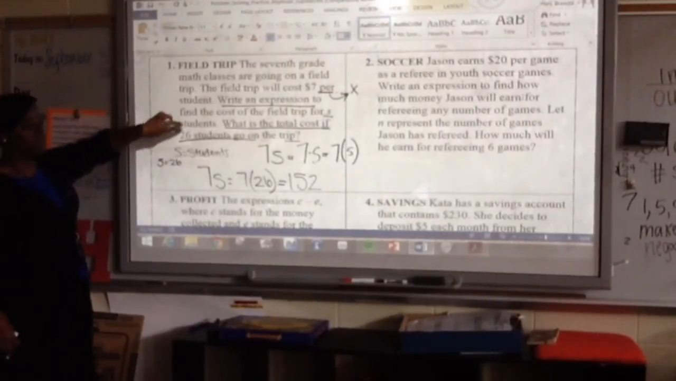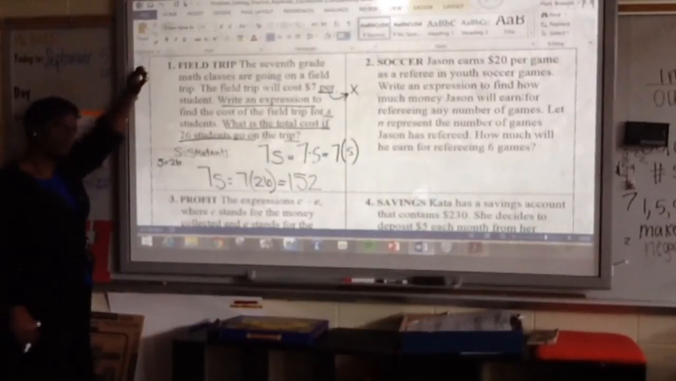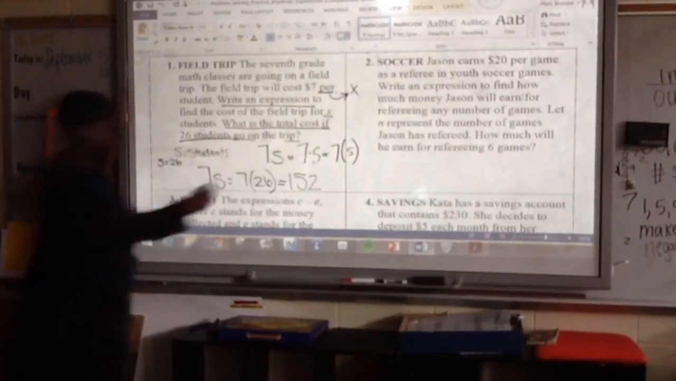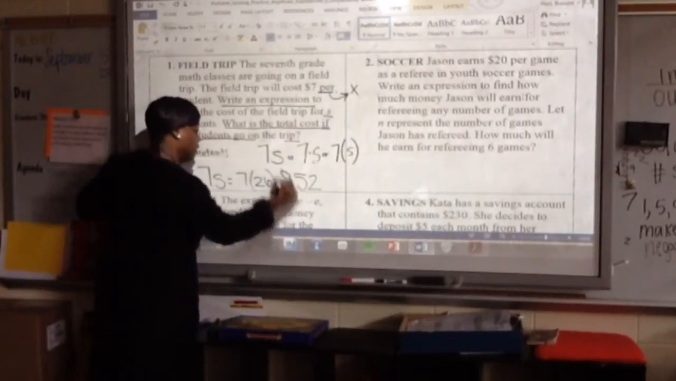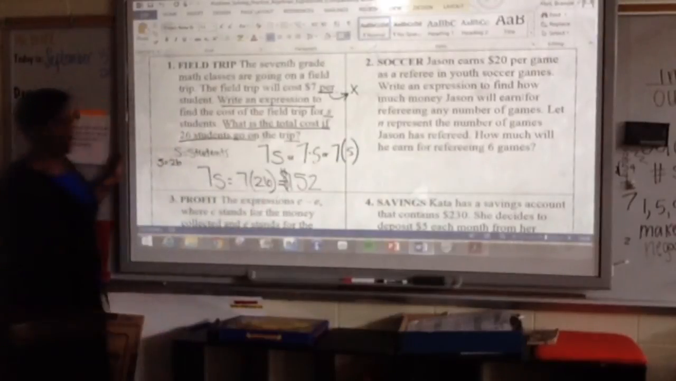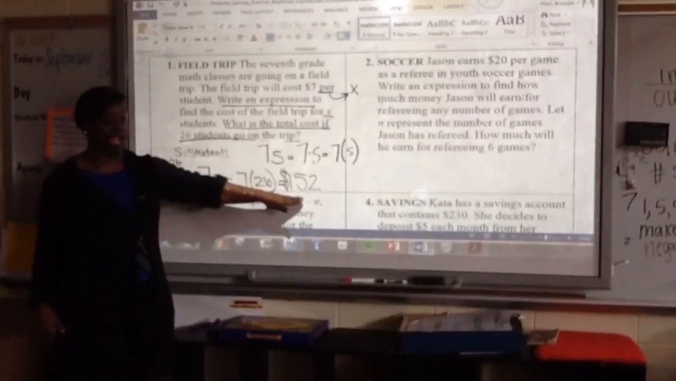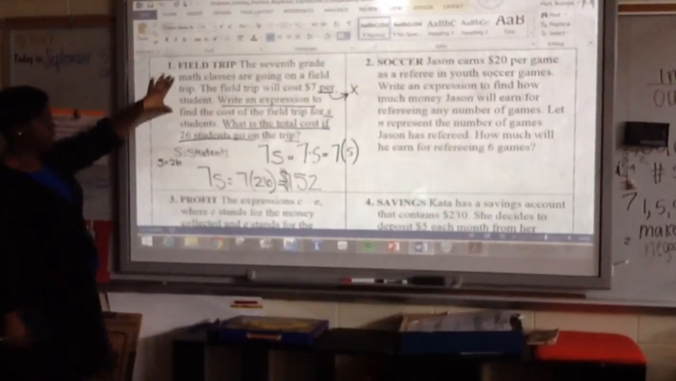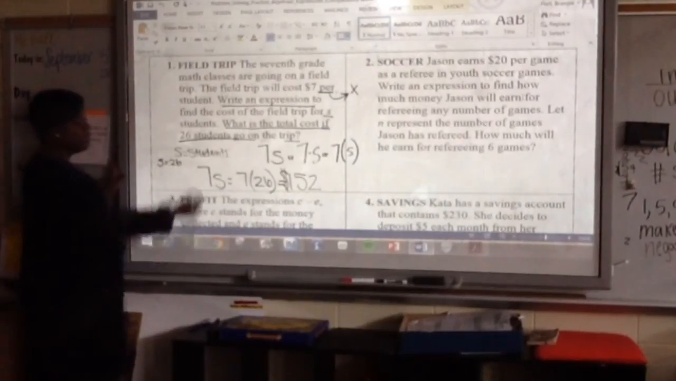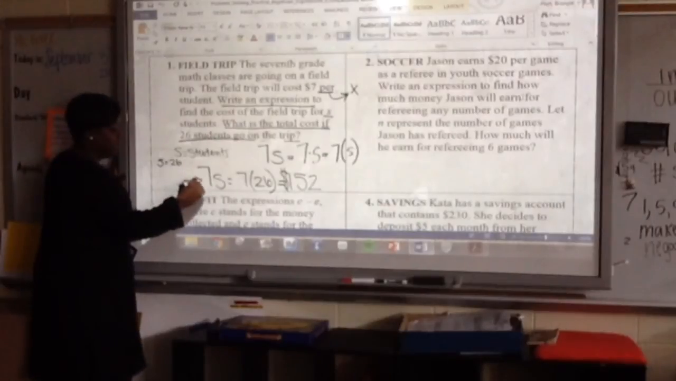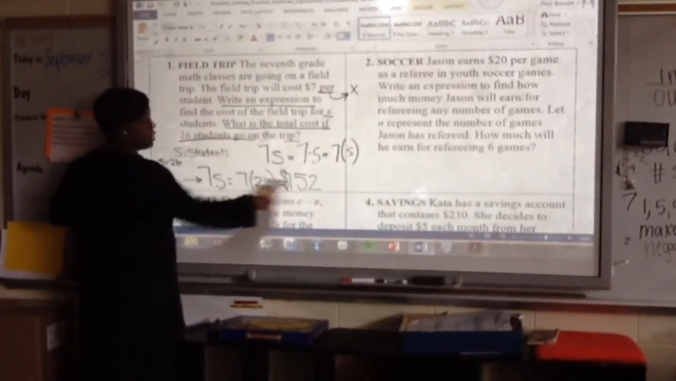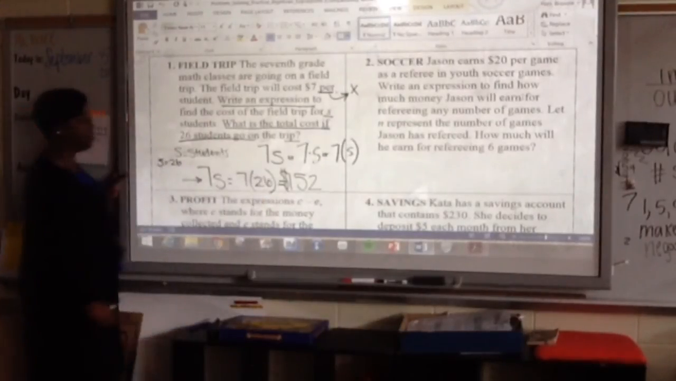Somebody pause. Somebody read the last sentence for me. "What is the total cost of 26 students, dollars?" So we're talking about what? Money. So therefore my answer should have a dollar sign. I will start taking off points if you do not put a label on your answer. This problem required 2 answers. They wanted the expression, and they also wanted us to solve it if 26 people went.